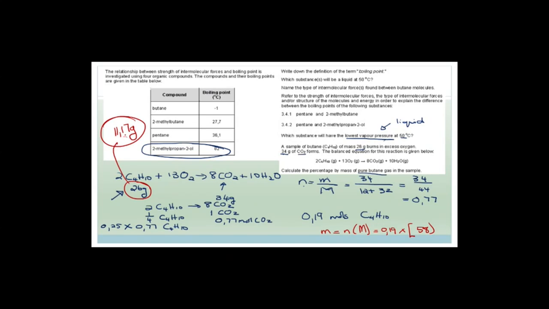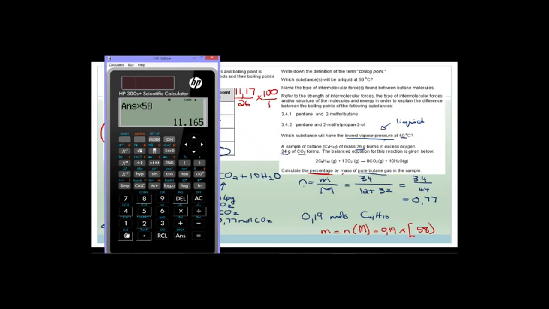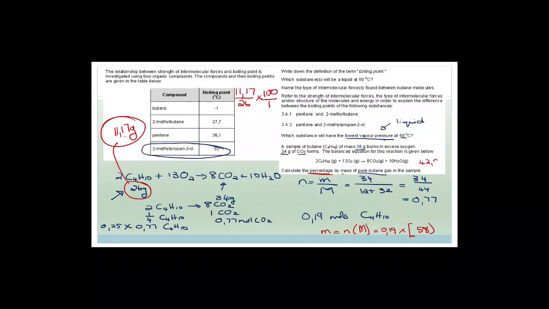So now that was the pure stuff, but they want the percentage. So it's going to be 11.17 over 26 times 100 over 1. Okay? Because that gives us a percentage by mass of the pure butane. So let's go. We've got 11.16 divided by 26 equals, and then obviously to make it a percentage, we're going to multiply it by 100, equals, and then press the SD button, 42.94%. Okay, that was not very pure at all. Interesting, hey? Right, now let's look at the next question.